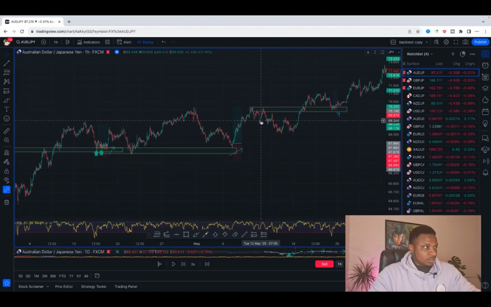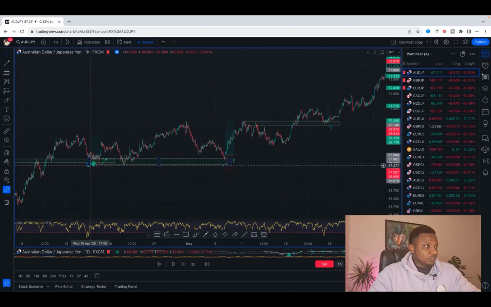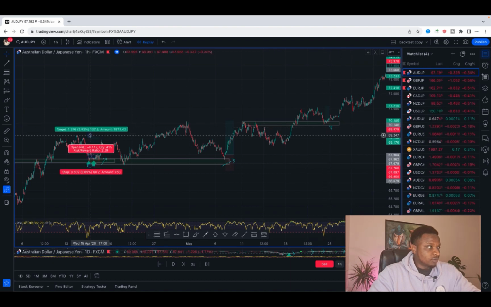So again, we're just following the trend. Now the initial trade, you can see we have broken and closed well above the previous level of structure. So now my stop loss has moved from here to this price level here, right? As we make a new level of structure, a new structure high, my stop loss moves here.